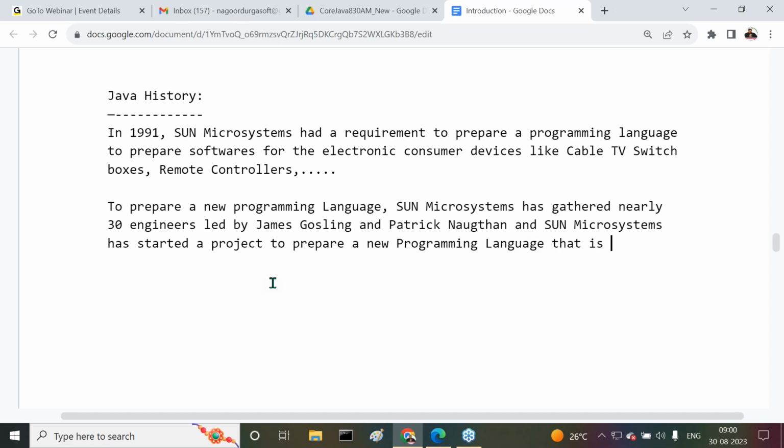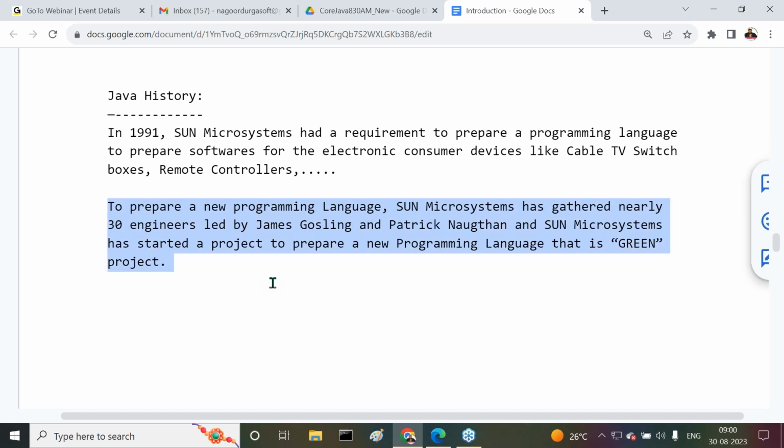The name of that project is the Green project. That's it. This is the very first thing I'm giving clarity on. To prepare a new programming language, Sun Microsystems gathered nearly 30 engineers led by James Gosling and Patrick Naughton, and started a project to prepare a new programming language, that is the Green project.